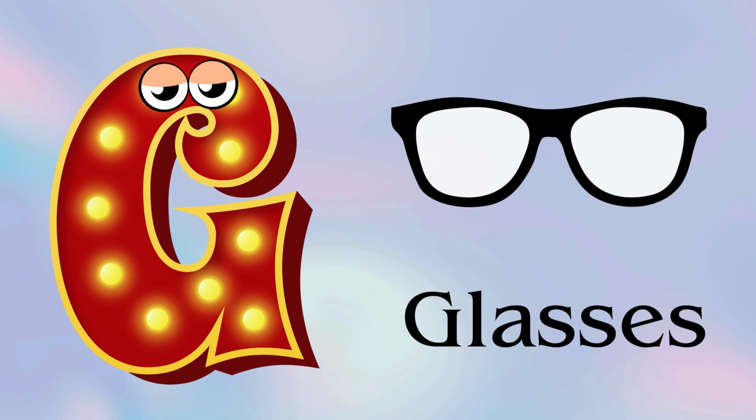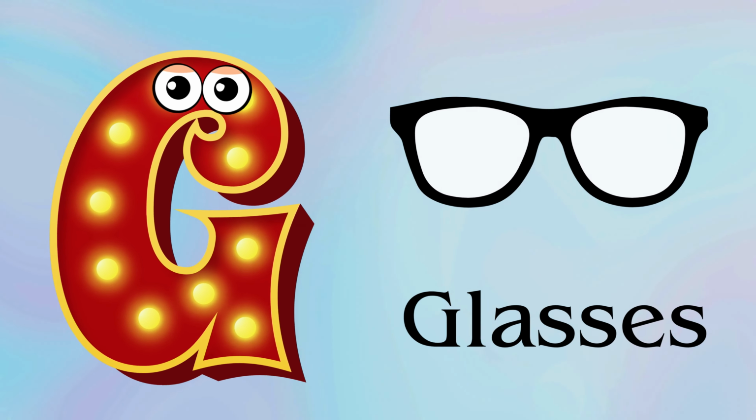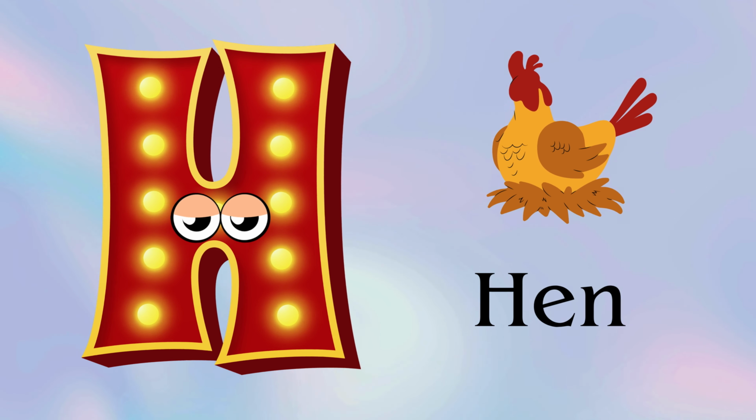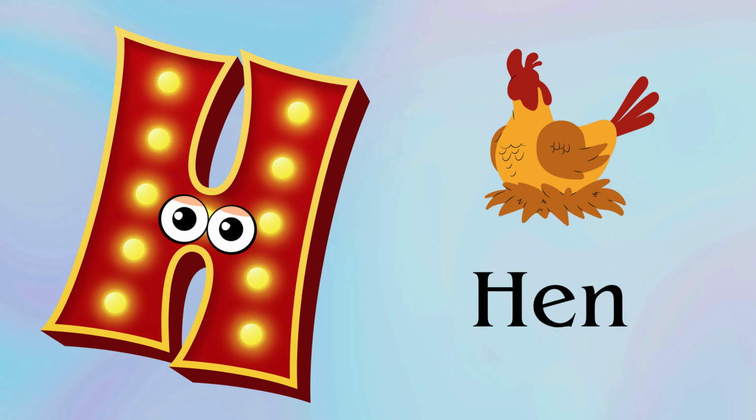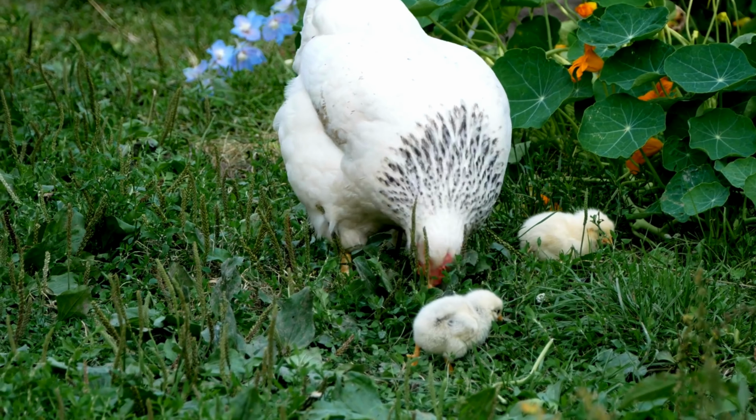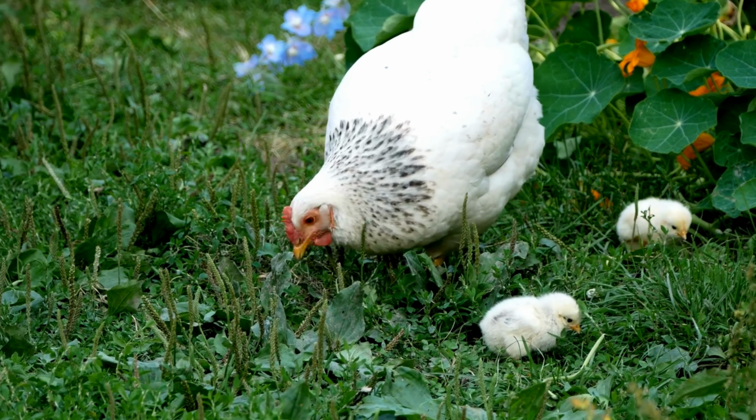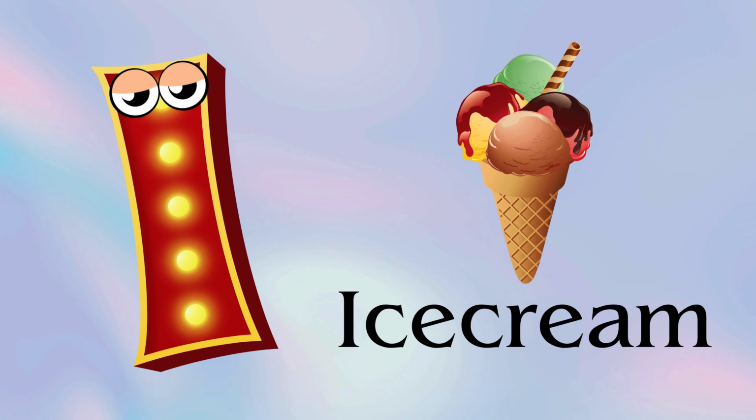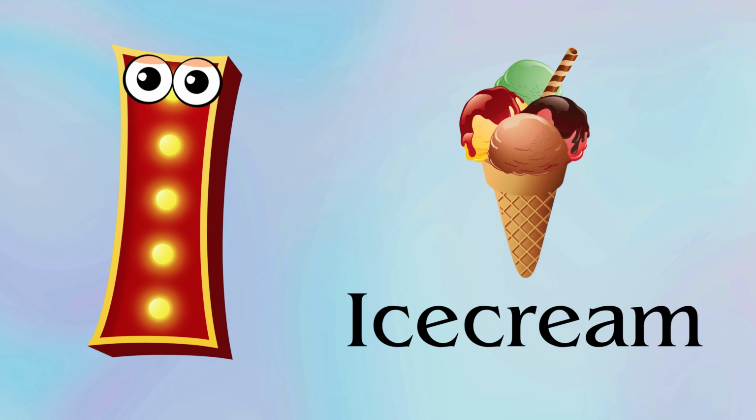G is for glasses, G, G, glasses. H is for hand, H, H, hand. I is for ice cream, I, ice cream.